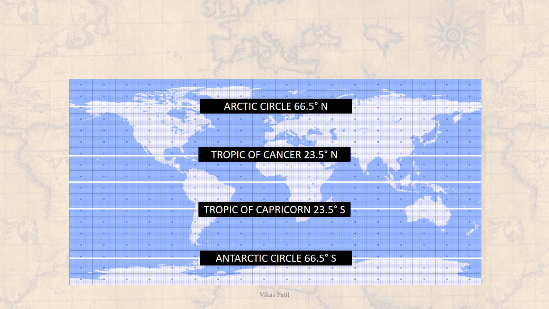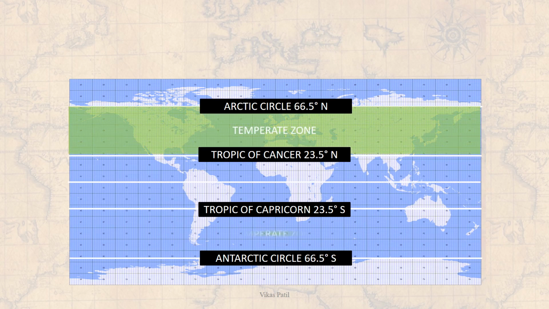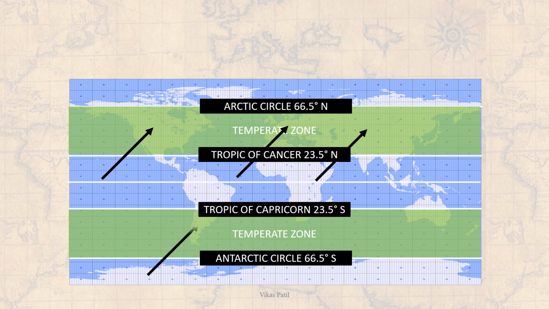Then beyond this tropical zone, we have the moderate zone, that is the temperate zone. Now this temperate zone receives a moderate amount of sunlight, neither too high nor too low. So it's the temperate zone. It's between the Tropic of Cancer and Arctic Circle in the northern hemisphere, and Tropic of Capricorn and Antarctic Circle in the southern hemisphere. So this zone is known for its pleasant climate throughout the year.